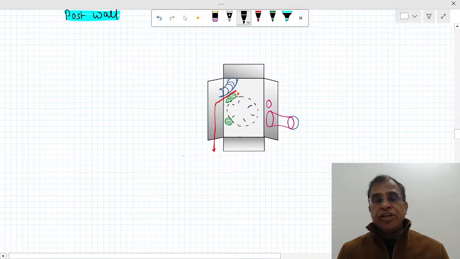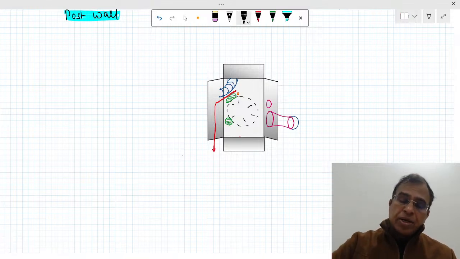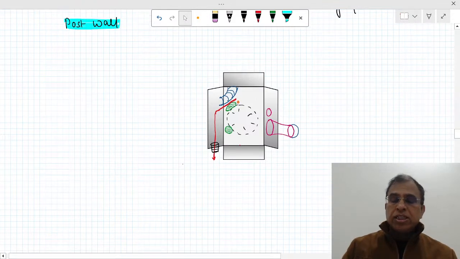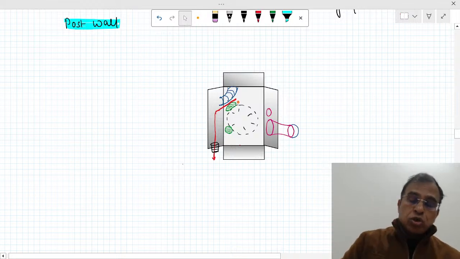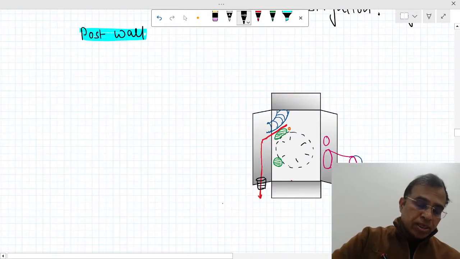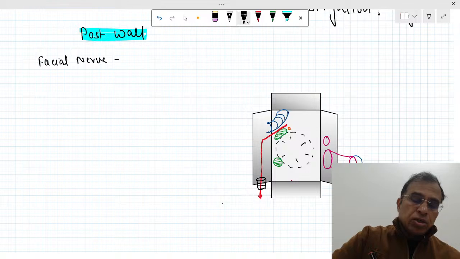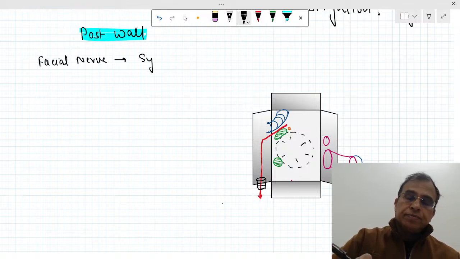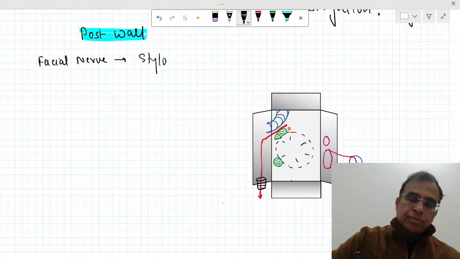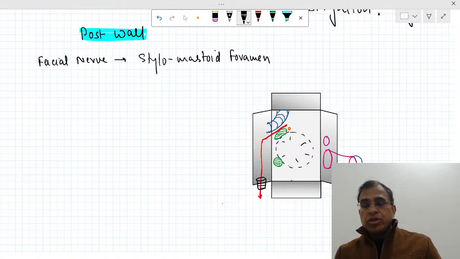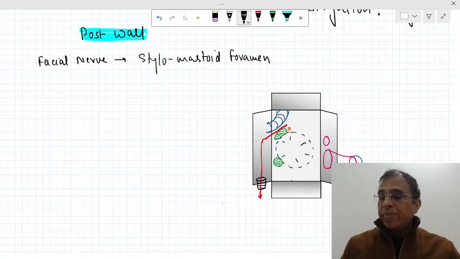So you can already see the facial nerve there, and it is coming out of a foramen here. There has to be a foramen, obviously, otherwise how will the nerve come out? And this foramen is called the stylomastoid foramen. So one of the things on the posterior wall is the facial nerve, vertical part, through the stylomastoid foramen. This is in MCQs sometimes, not a very popular question, but they can ask you: the facial nerve comes out of the middle ear through which foramen? Stylomastoid foramen.